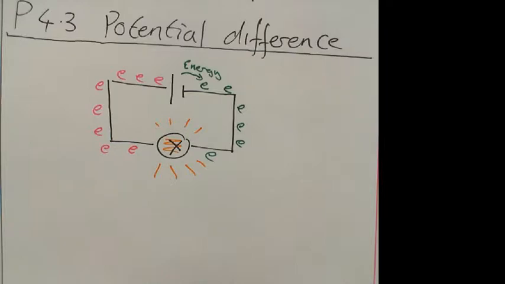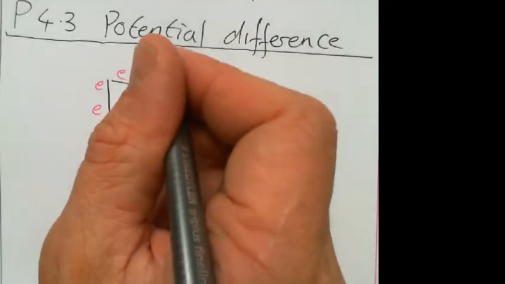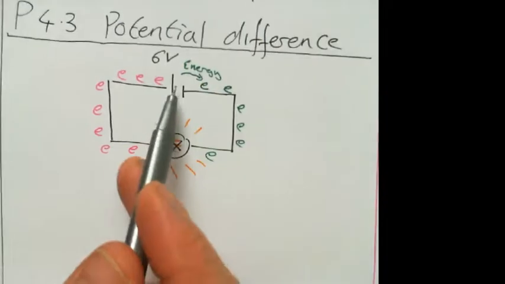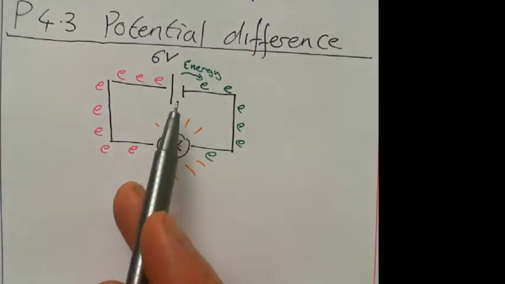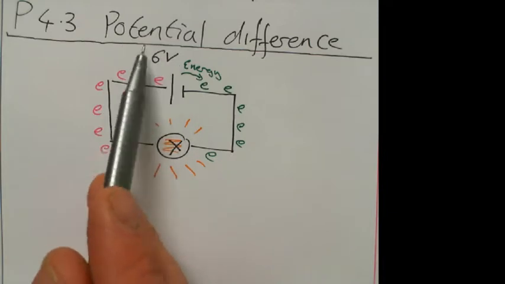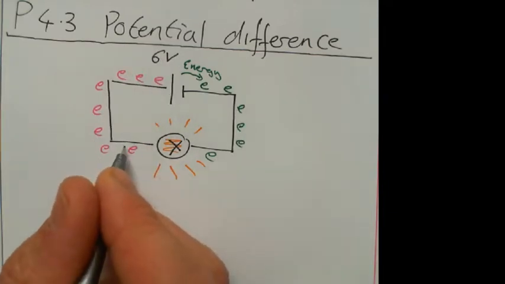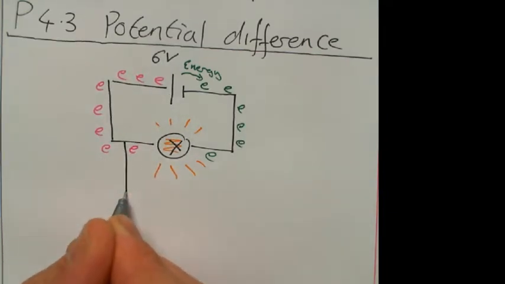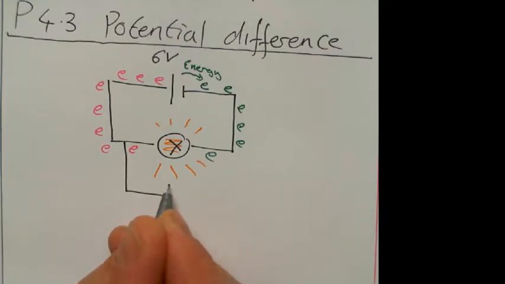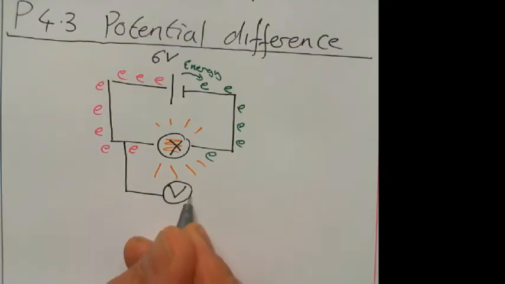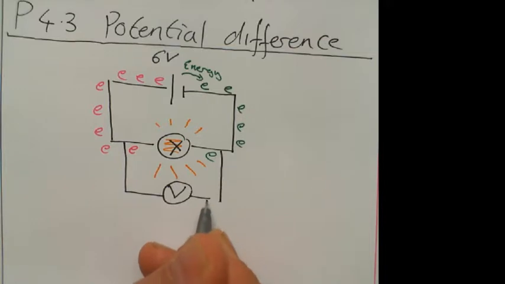Okay? And let's say we've got a 6-volt cell here. That means that's the amount of push these electrons are getting. Well, then my bulb will be using 6 volts. So if I put a voltmeter here, and I'll talk to you more about voltmeters in a minute, that voltmeter is going to be measuring 6 volts.